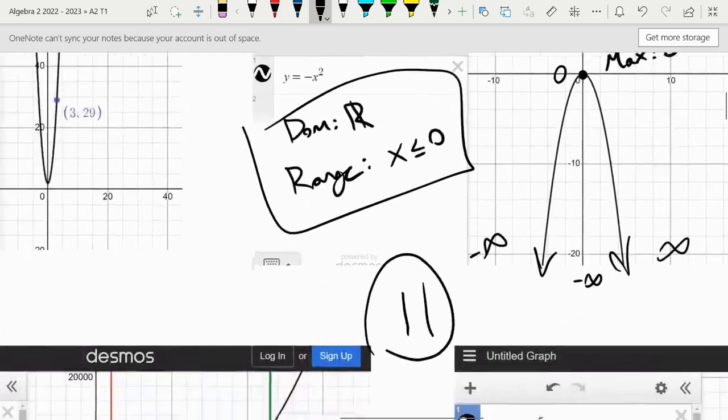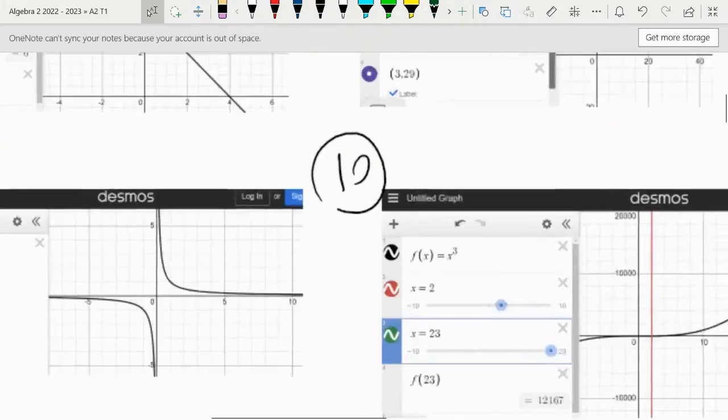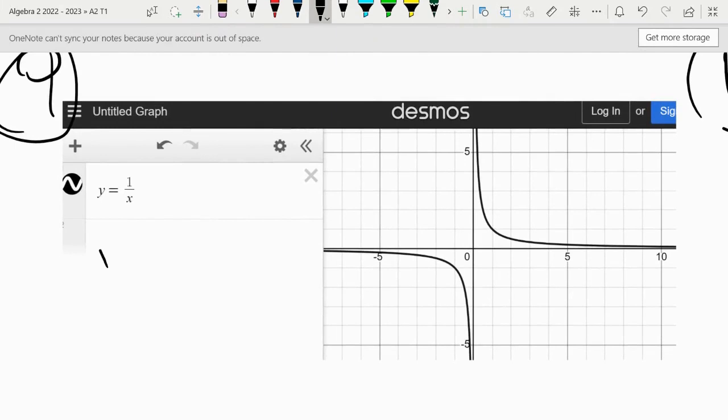For number 9, similarly, I just typed it in. Y equals 1 over x. Once again, we're looking for the domain and the range. If we're looking left to right, we can see that the graph continues this way to negative infinity. It kind of skips past 0, and then it continues to the right all the way to positive infinity. We would call this a gap at 0.